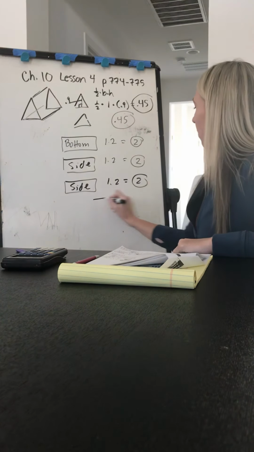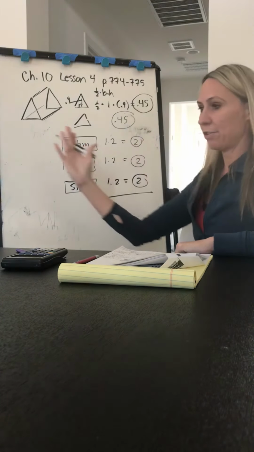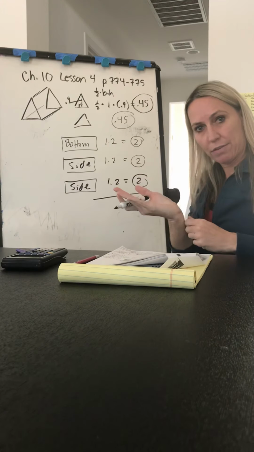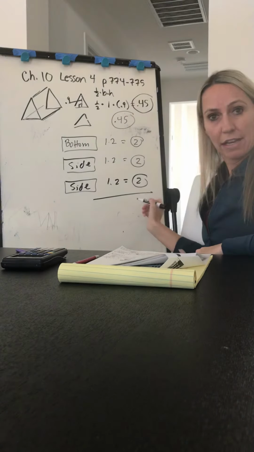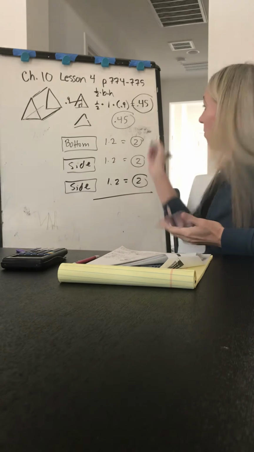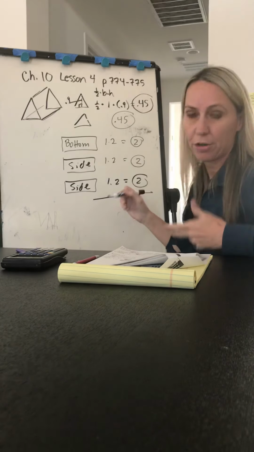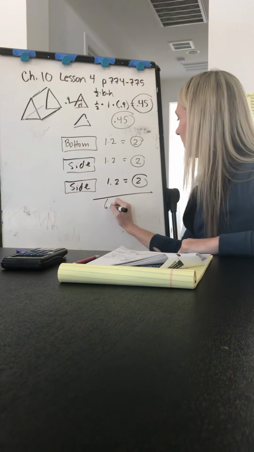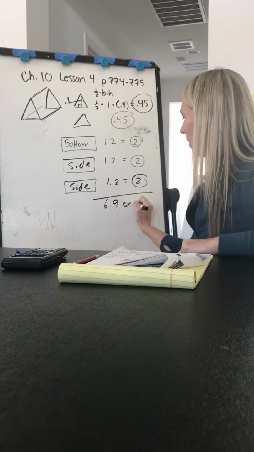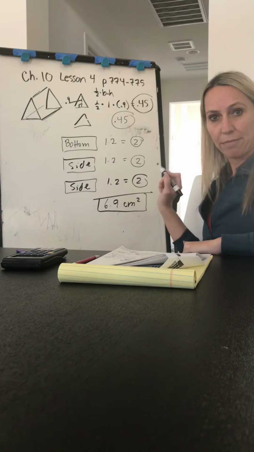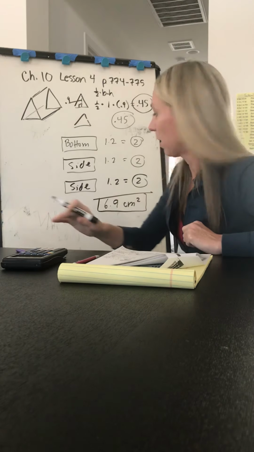So now with all these circles, because I have the triangles and the rectangles, we're going to add all these together. You can put that in your calculator, 0.45 plus 0.45 plus 2 plus 2 plus 2, or you can do it in your head, and you get 6.9. The unit is centimeters, and because it's area, it's always going to be units squared. Okay, so that's example 1.